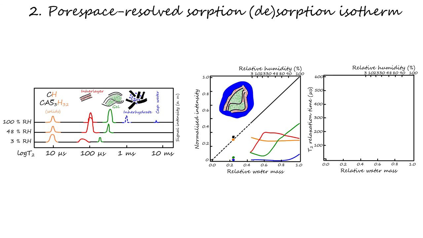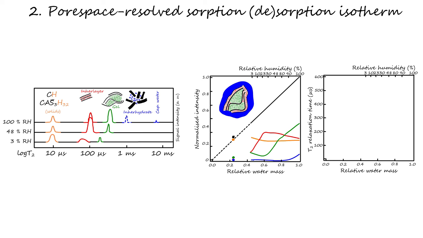On the second graph, we plot the T2 relaxation times associated with the gel and interlayer water against the water content. Remember, the T2 time of a water population is a measure for the pore size. The dotted lines indicate the lower and upper limits of the peak, so essentially the width of the peak.